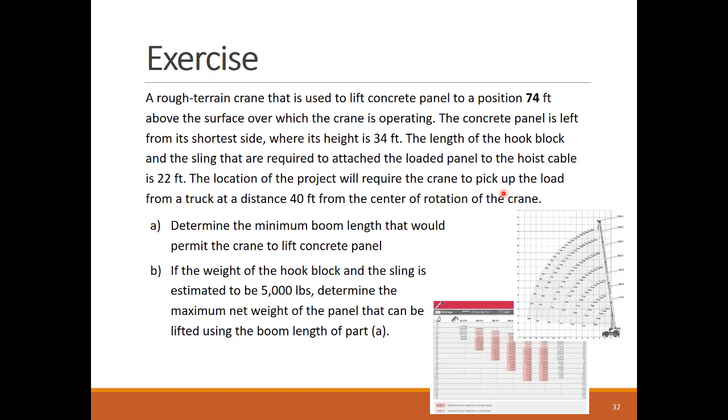Let's practice what we learned using this exercise of a rough terrain crane lifting a 34 feet tall concrete panel to a clear height of 74 feet. The dimensions and weight of the lift accessories are provided with the lift radius. We are given also the boom chart and the load capacity table of the crane. We need to determine the boom length for this lift pickup and the maximum net weight of the panel to safely lift it.